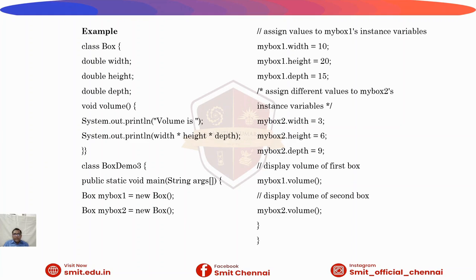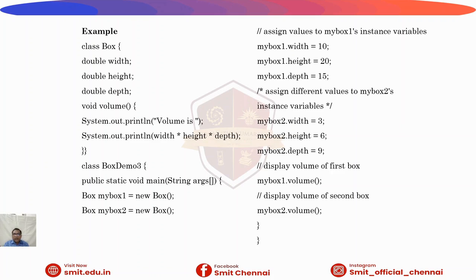Now we are going to call the method which is declared in the subclass: the object name, dot, the method name. You can see here myBox1.volume. Volume is the name of the method and myBox1 is the object. First we call the method using the first object, myBox1, and secondly we call the same method using the second object, myBox2.volume. When we call the method using the first object, the first three values, 10, 20 and 15, will be multiplied and we will get the corresponding result.